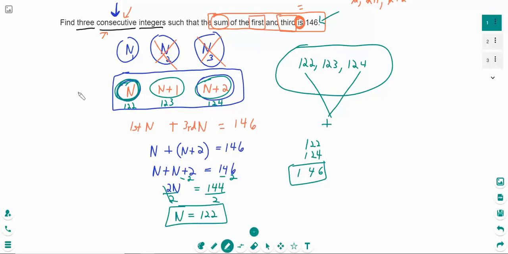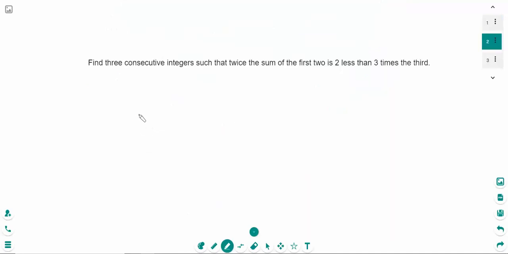And that all goes back to getting it into one variable, recognizing that because they're consecutive integers, we just simply add a 1 to every new number in the series. All right? Okay, let's try another one of these. Maybe go ahead and just try this one on your own first, and then we'll do it together.